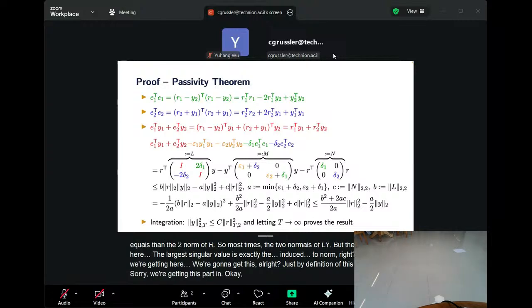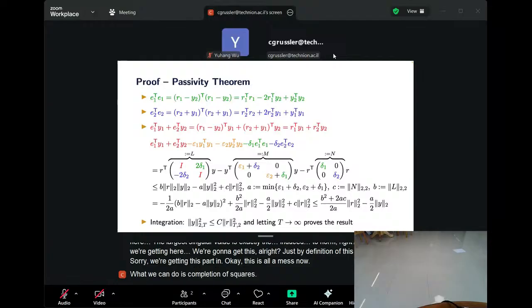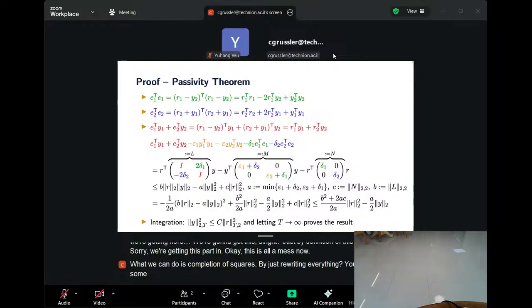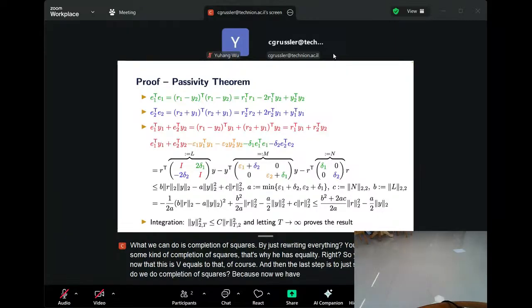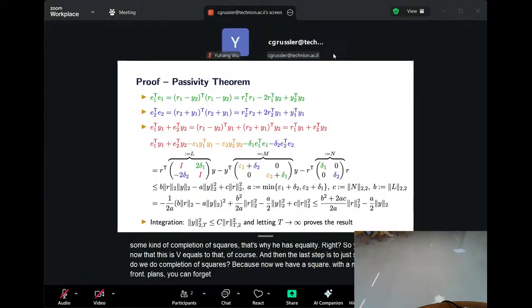Okay, this is all math. Now, what we can do is completion of squares. By just rewriting everything, you can do some kind of completion of squares. That's why it's equality, right? So you can check now that this will be equal to that, of course. And then the last step is to just say, okay, why do we do completion of squares? Because now we have a square with a minus sign in front. Hence, you can forget about this thing. So we are just left with these three things here. And they all add up to this.